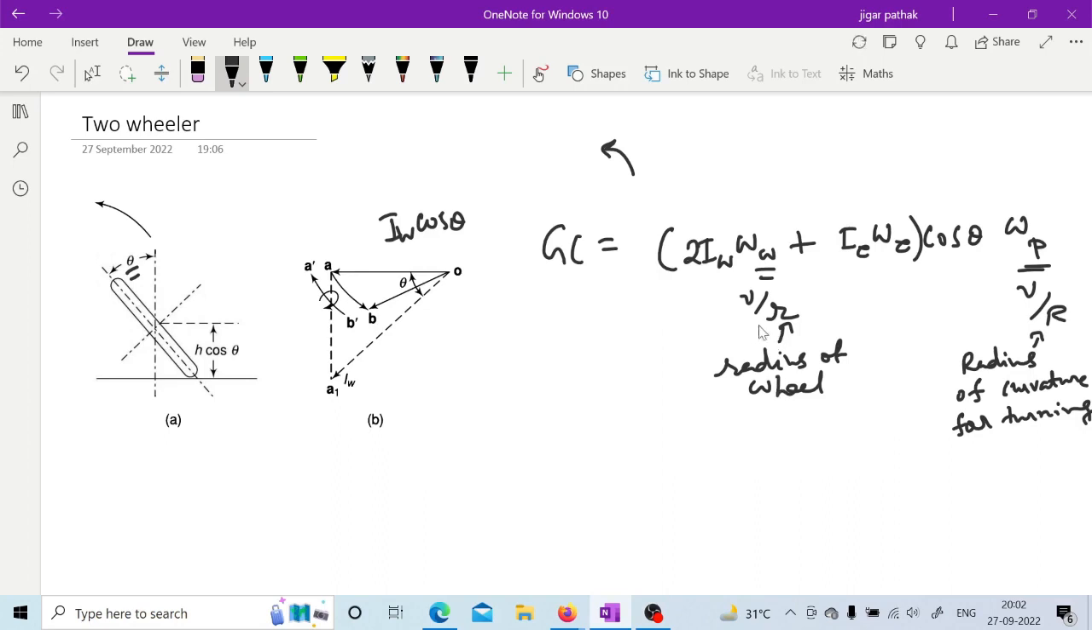So this is how you are having that gyroscopic couple in your two-wheeler. Sir, could you explain once about the I omega cos theta, which is written on the left-hand side above figure B? Yes. So see, as you can see here, this particular spin axis is actually this dashed one.